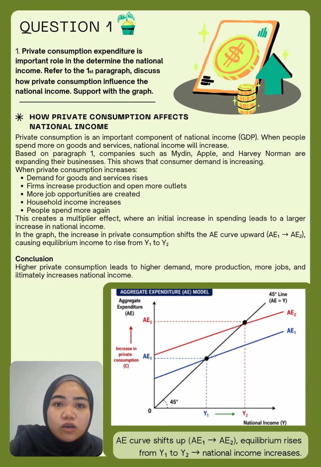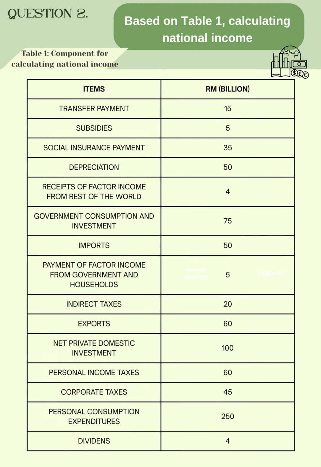In conclusion, private consumption increases national income through higher demand, increased production, more employment, and the multiplier effect. That's all. Thank you.